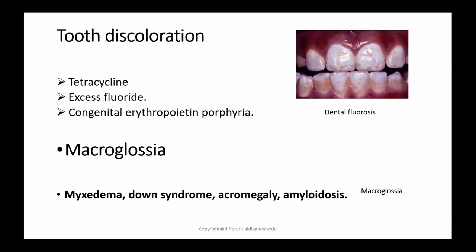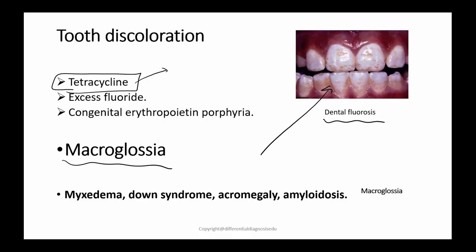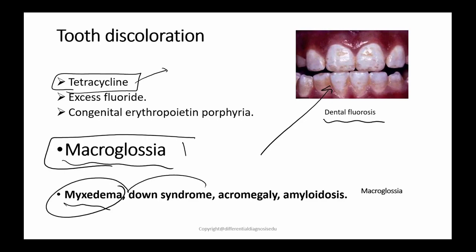Tooth discoloration, this is commonly in dental fluorosis. And it can also happen in newborn babies when the pregnant patient uses tetracycline during pregnancy. Macroglossia, enlarged tongue, can be caused by myxedema, is very common. Down syndrome, very common. Hypothyroidism associated with macroglossia too. Macroglossia, acromegaly, and then amyloidosis.